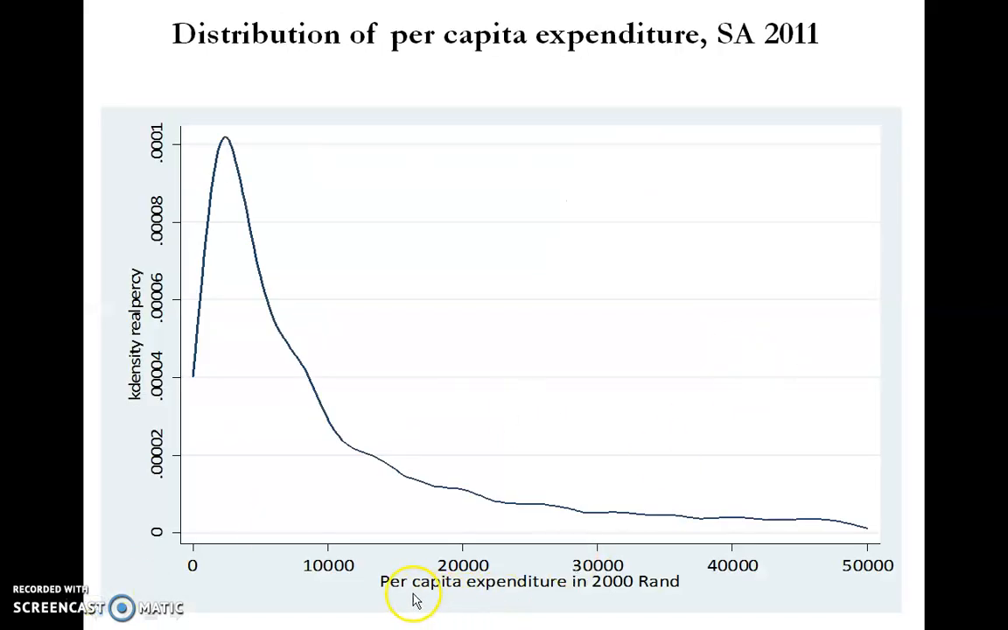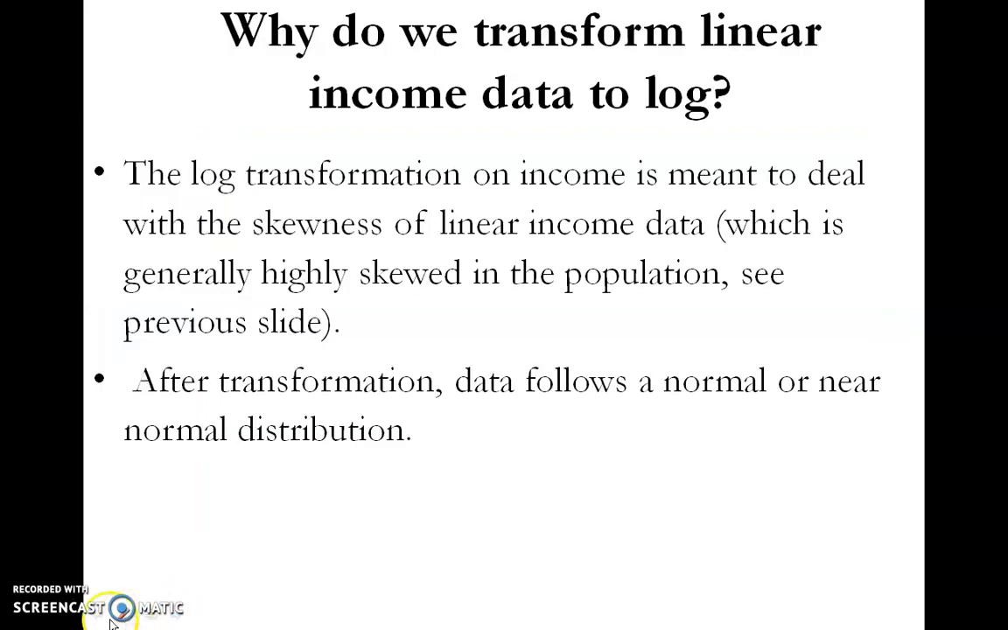Okay. If you look at the x-axis, you'll see it's denoted by per capita expenditure in 2,000 Rand. Now, when we have a distribution of data that is highly skewed, like income data, which tends to generally be highly skewed in the population, often we will do a log transformation so that the data can follow a more normal or near normal distribution, so that visually it's just easier to compare different distributions by different subgroups, which we will do at a later stage.